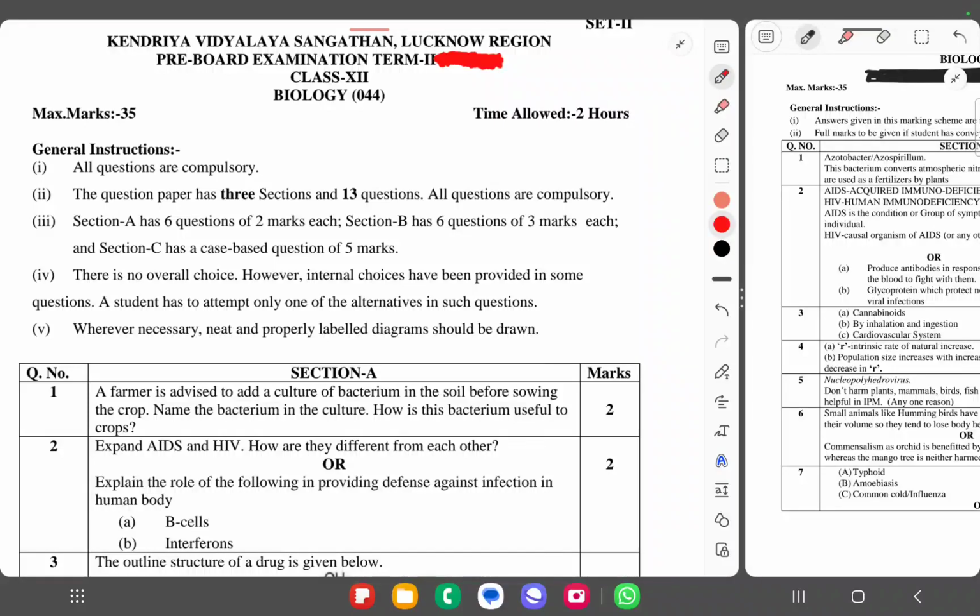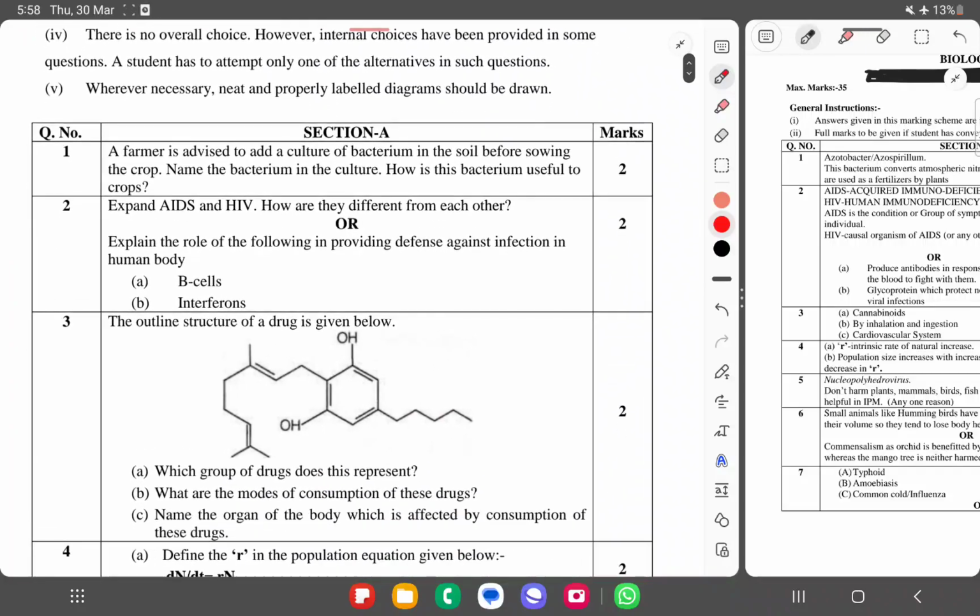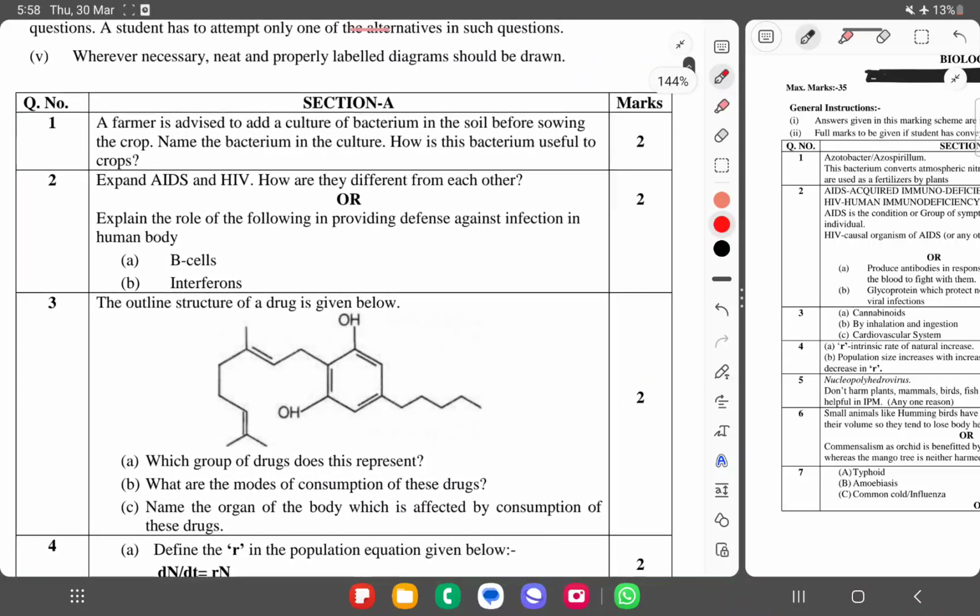Today we have to discuss the class 12th subject biology pre-board examination. ठीक, चलिए शुरू करते हैं. सेक्शन ए.